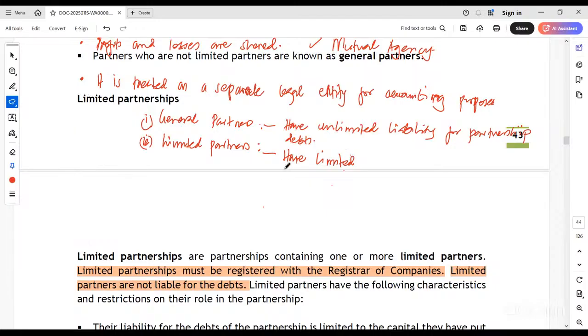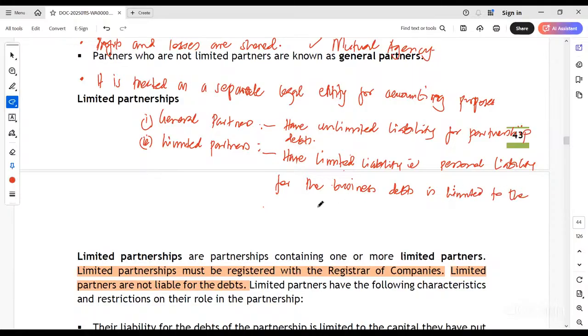Okay, let me explain more. Unlimited liability means that your personal liability for the business debts is limited to the amount of your investment.